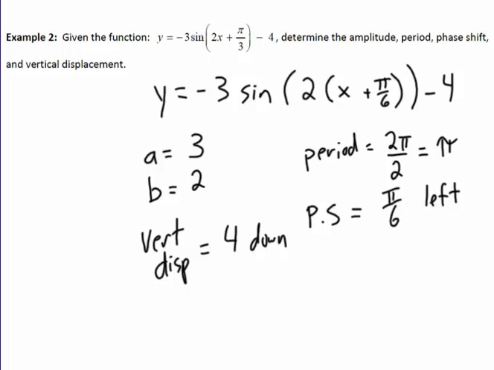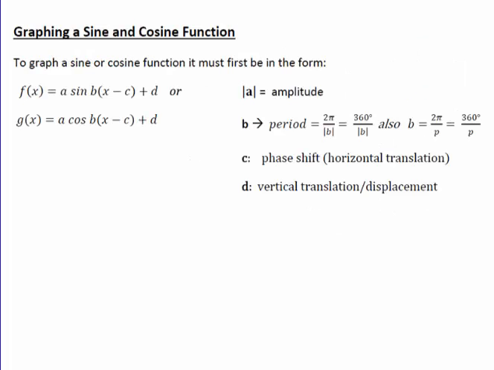So we can get our amplitude, period, vertical displacement, and phase shift from the equation. That's very important because in order to graph a sine or cosine function, we need the A, B, C's and D's. We need the amplitude, period, phase shift, and vertical translation. So we first must take an equation and put it in this form and determine all of these properties. These properties will then allow us to graph the function.